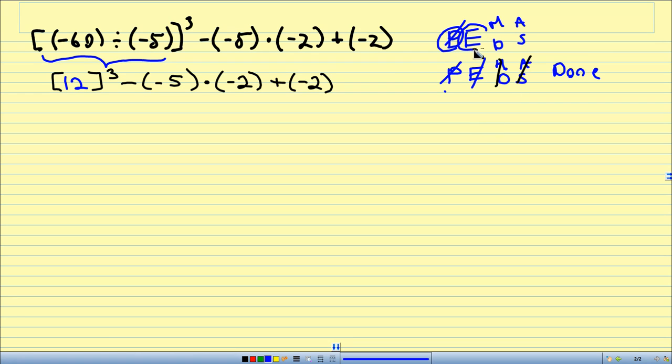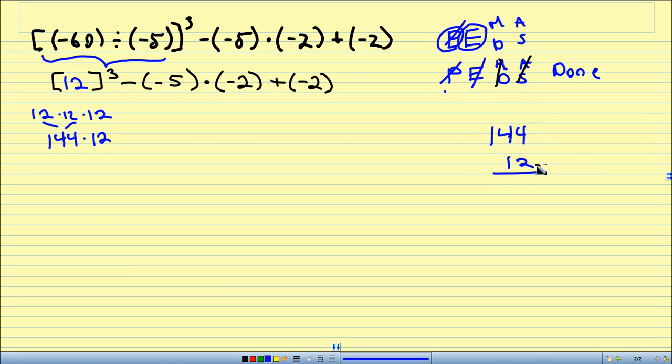I'm now going to look at exponents. So I've got 12 to the power of 3, and I'm going to calculate that. Now, 12 to the power of 3, that's 12 times 12 times 12. Well, I know 12 times 12 is 144, but I do not know off the top of my head 144 times 12. So what you're going to end up doing is just multiply it out. You can use a calculator, or you can just straight up multiply.